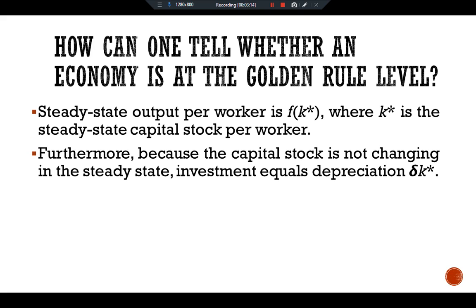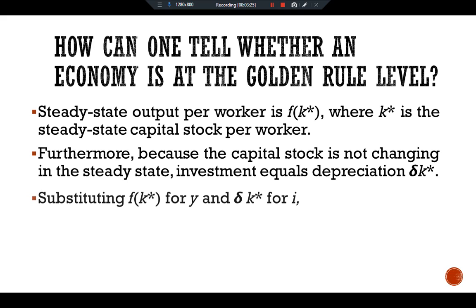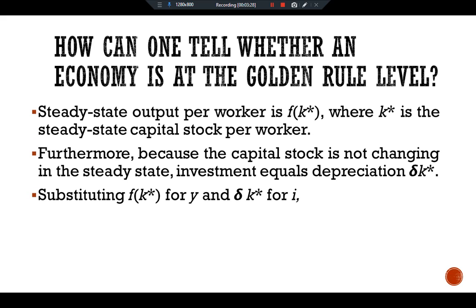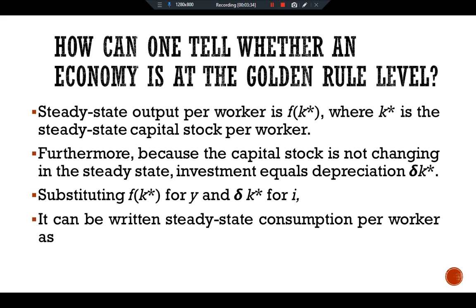Furthermore, because this capital stock is not changing in the steady state, investment equals depreciation, so we have δk*. Substituting f(k*) for y and δk* for i, we can write steady state consumption per worker as c* = f(k*) - δk*. According to this equation, steady state consumption is what is left of steady state output after paying for steady state depreciation.